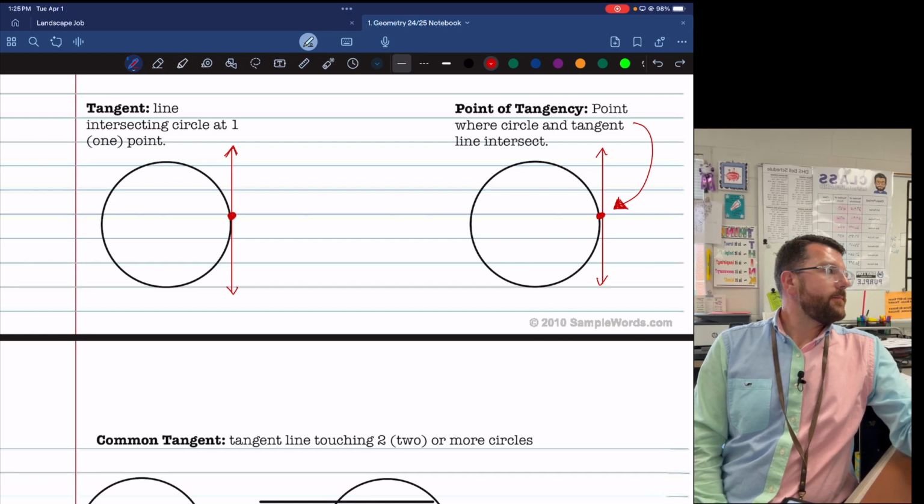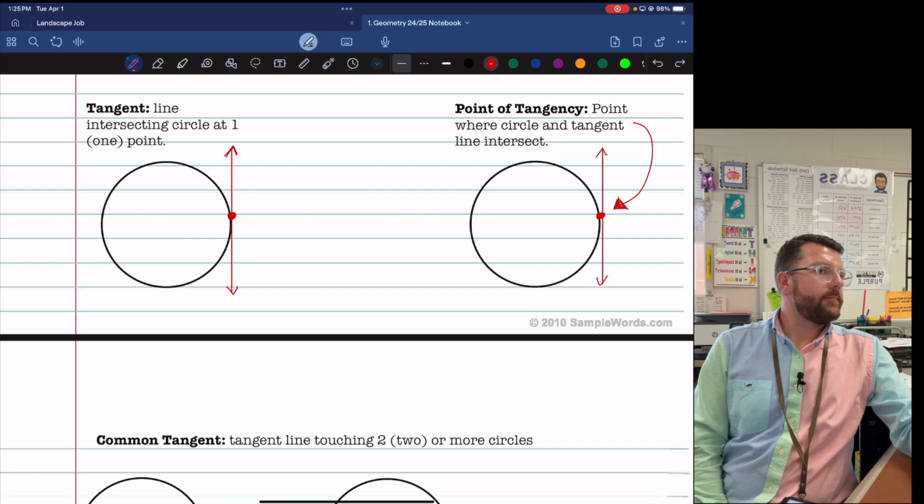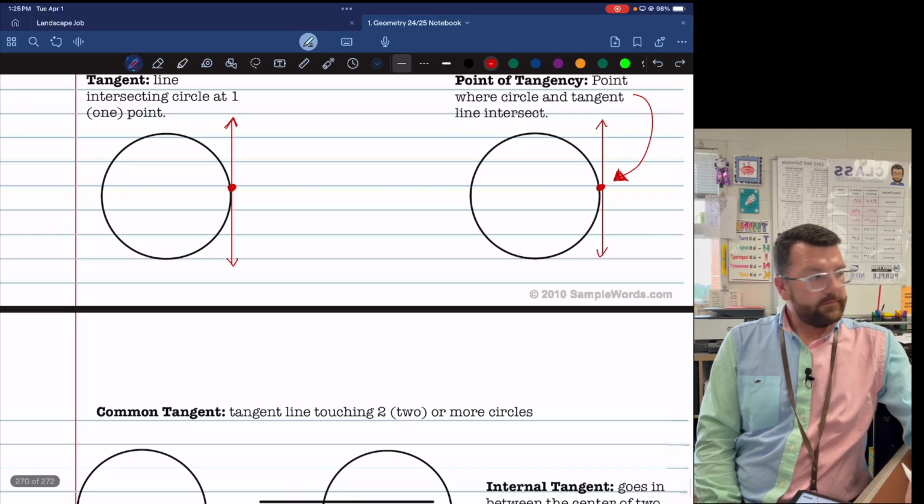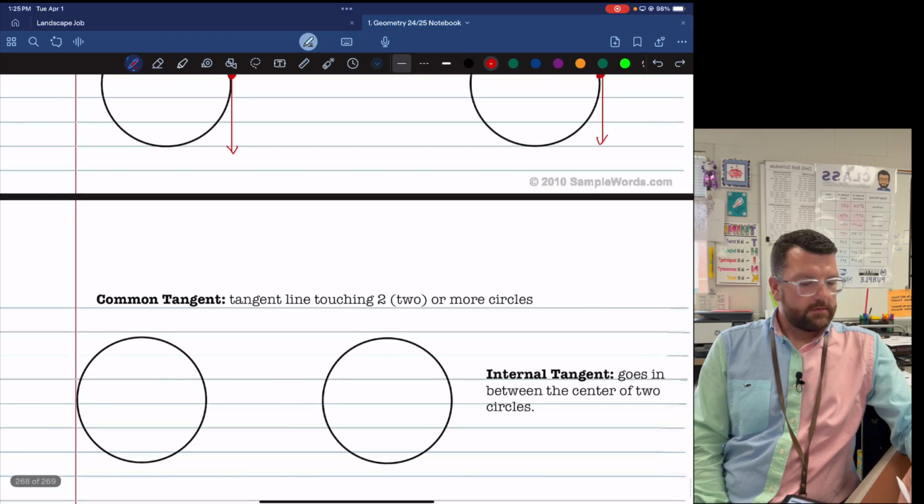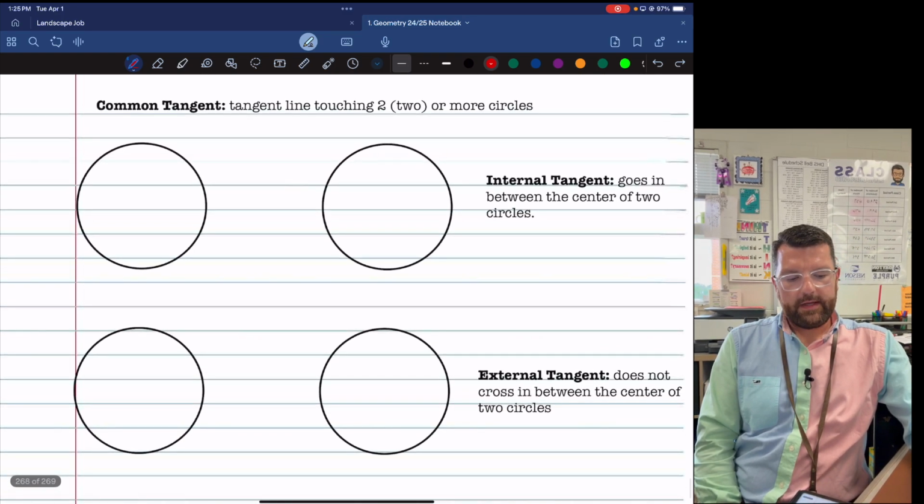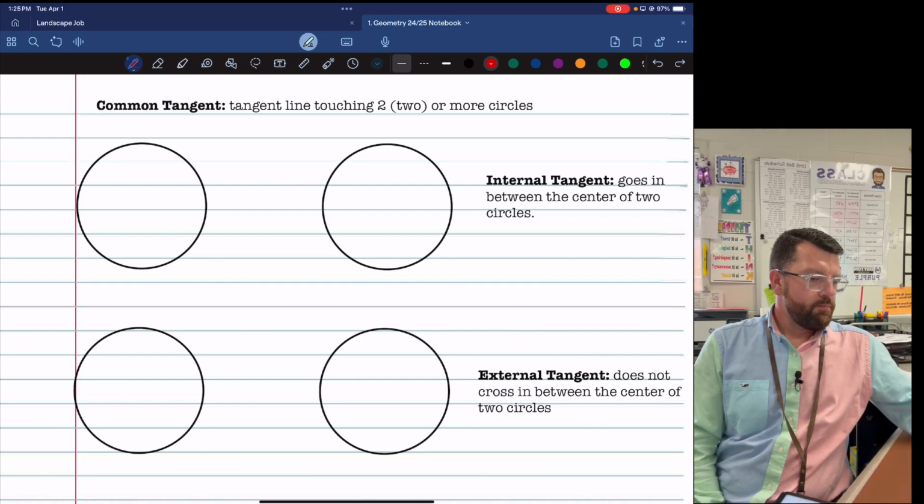Does everyone have that? Yes. Okay, I'm going to give you a couple seconds to write these down, then we'll talk about them.